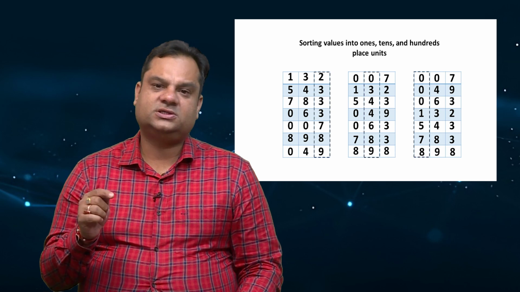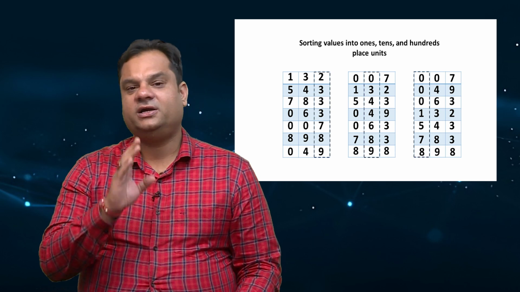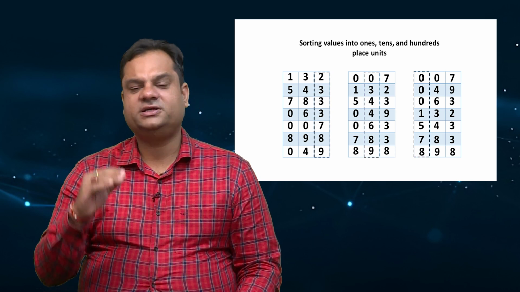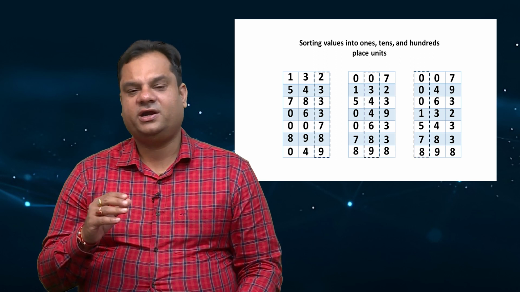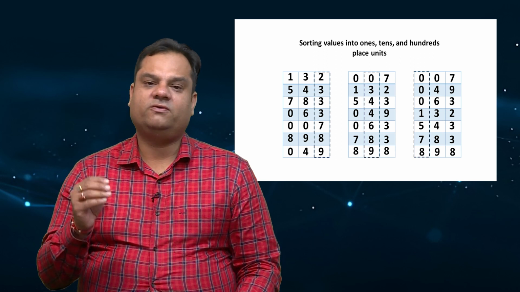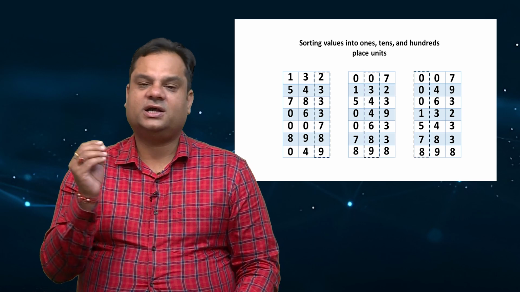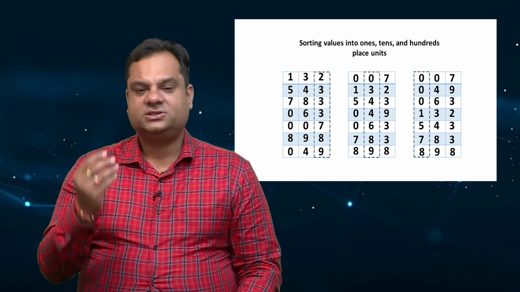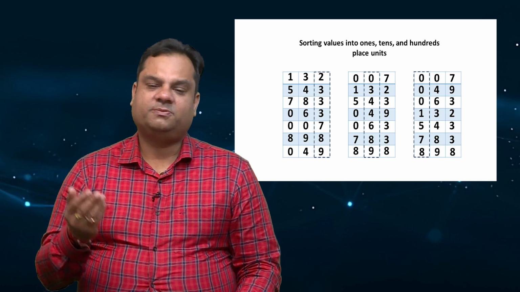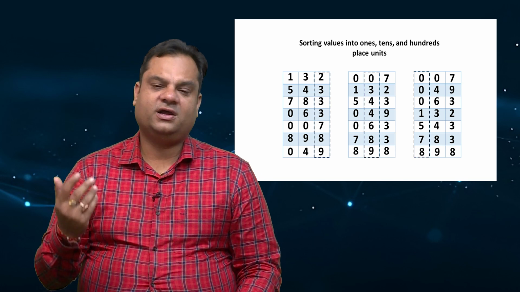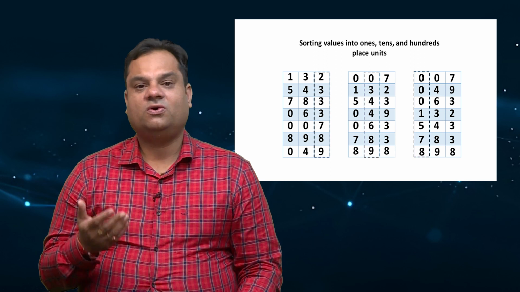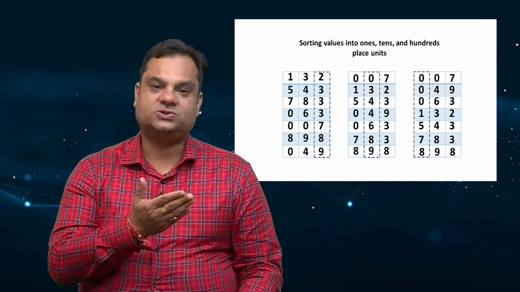Then again we concentrate only on the hundreds place, and according to the hundreds place we rearrange the data. Finally we get the sorted data from the last table, the third table. So this is for 3-digit numbers. Suppose we have data with 4 digits, then we go for the thousands place also.